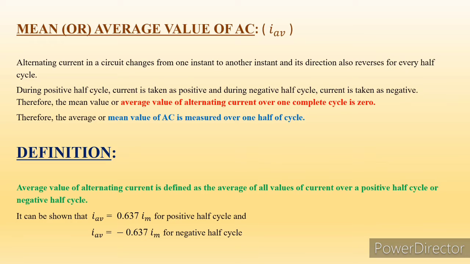Definition. Average value of alternating current is defined as the average of all values of current over a positive half cycle or negative half cycle. It can be shown that I average is equal to 0.637 times I maximum for positive half cycle, and I average is equal to minus of 0.637 into I maximum for negative half cycle.